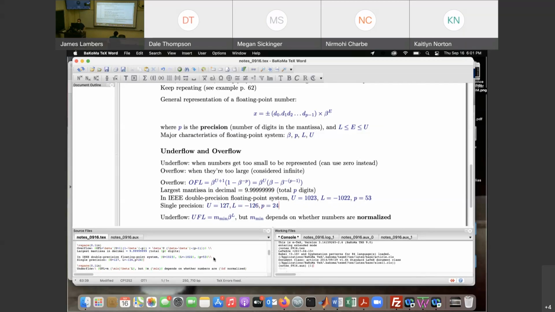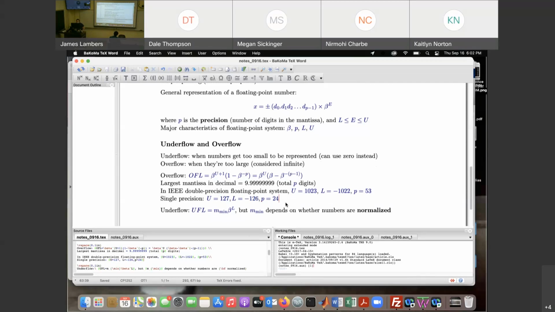Okay, so those are parameters for the single precision. What about underflow?